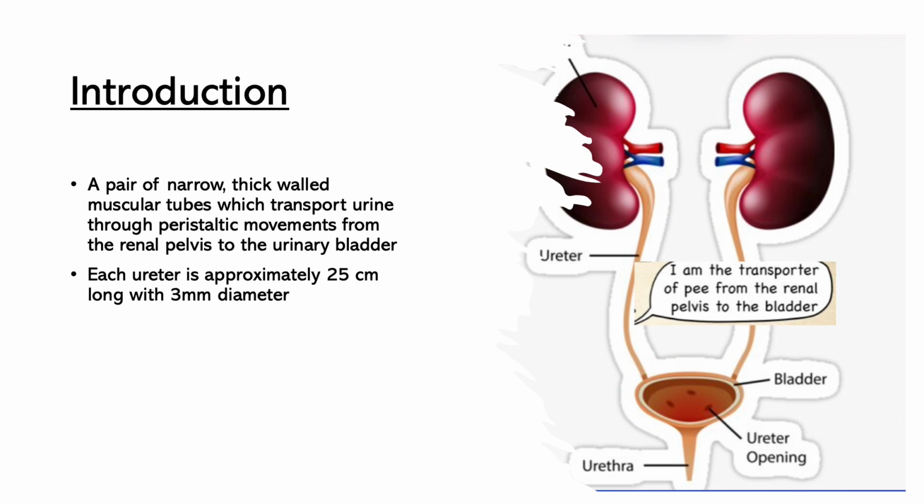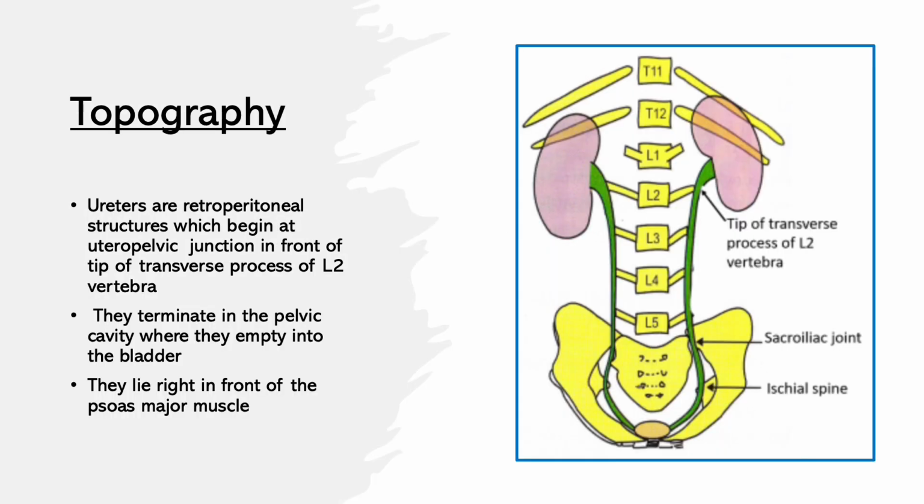Location-wise, ureters are retroperitoneal structures, which begin at the ureteropelvic junction in front of the tip of the transverse process of lumbar 2 vertebra. They terminate in the pelvic cavity where they empty into the bladder, and they lie right in front of the psoas major muscle.